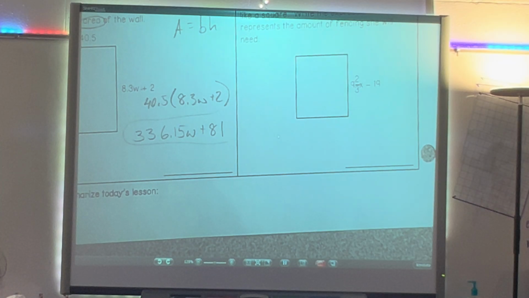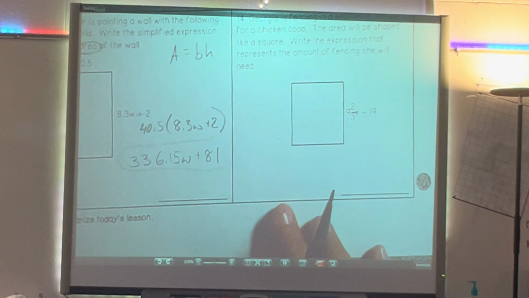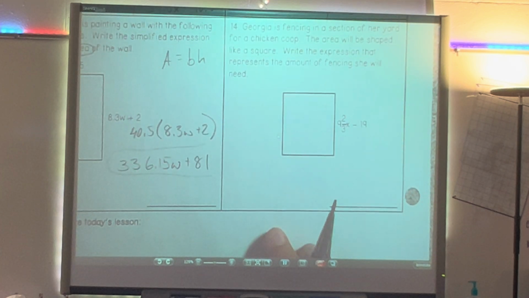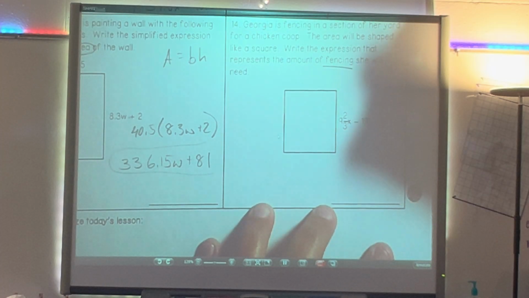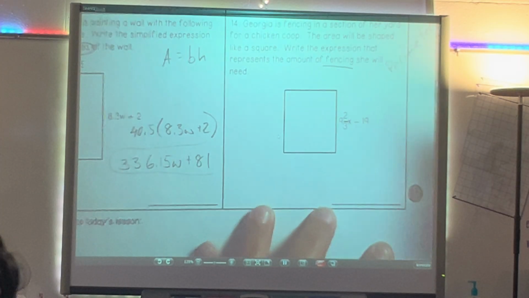The area will be shaped like a square. Write the expression that represents the amount of fencing she will need. So you put that in. Hey, somebody said something over here. Because they talk about area, and if we think about area, we're automatically thinking, well, we gotta multiply, right? But it said, write the expression that represents the amount of fencing. Where do you put a fence? All the way around. So actually, I want the what? Perimeter. Somebody said it. So I actually want the perimeter.